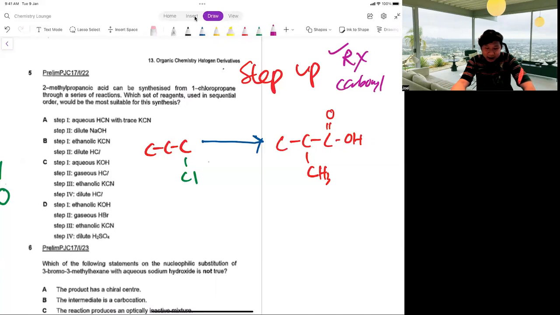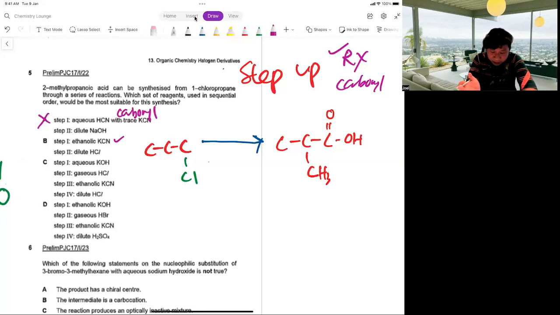So straight away, I must involve my ethanolic KCN, right? Heat. Okay, so A is not, because you know why not? Aqueous NaCN trace, that one is carbonyl. This part is the carbonyl, which I haven't taught you, so don't. Wow, so carbonyl coming, you very stressed. Never mind first, don't bother. Ethanolic KCN, makes sense? Wow, so many steps, wait.